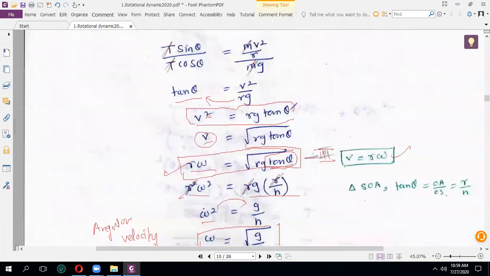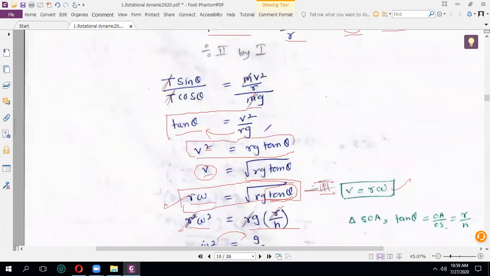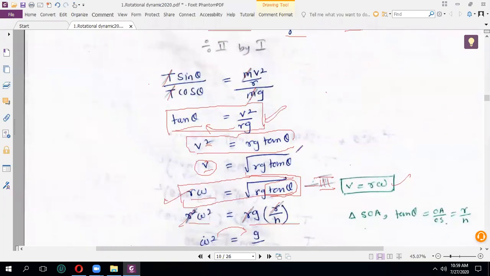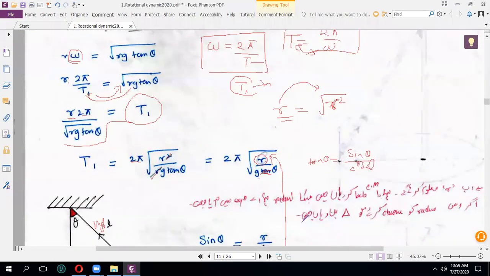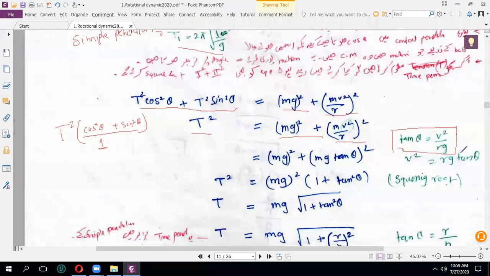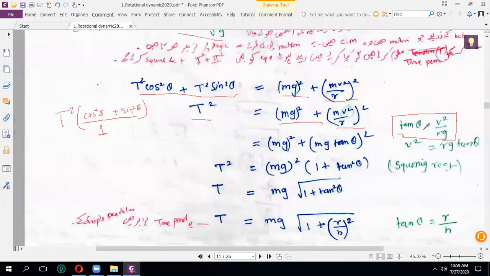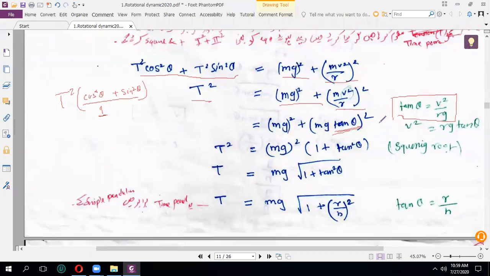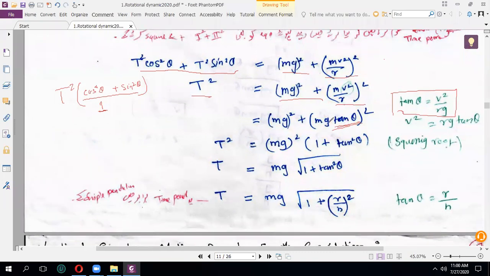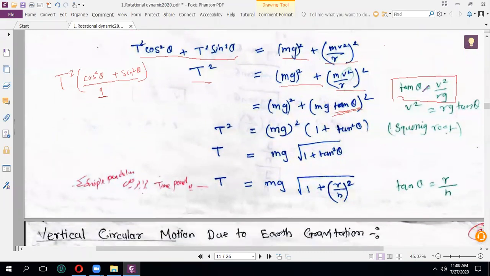Tan theta is equal to v square upon rg. See here, can you see this formula? Yes. That means we are getting this formula, so we are replacing tan theta by v square upon rg. So what we are getting is mg square plus mg tan theta. Here, in place of v square upon rg, we have tan theta.